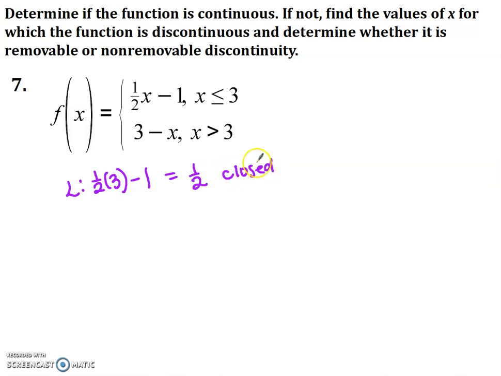And that's going to be a closed circle because I have the or equal to. Now this side will tell me what the right side approaches, the greater than inequality. So that's 3 minus 3, which is 0. Now if you get different numbers, we don't care whether they're open or closed. If you get different numbers, that's considered a jump in the graph.